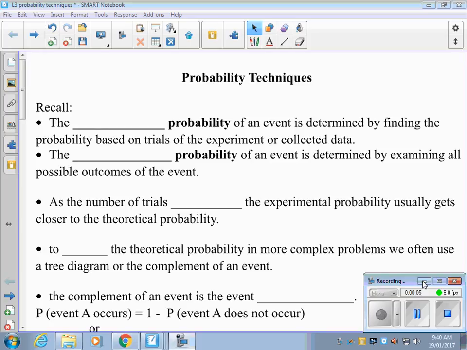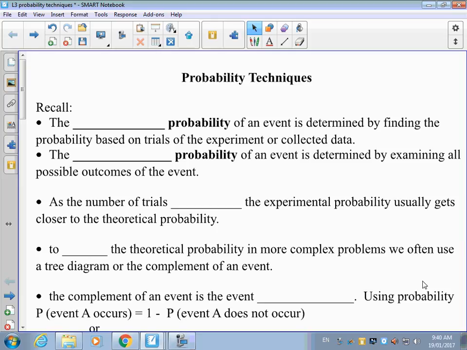We're going to look at probability techniques. So remember that the experimental probability is different from theoretical probability. Experimental probability is determined by finding the probability based on trials of an experiment or collected data. So you actually do something to see what happens.